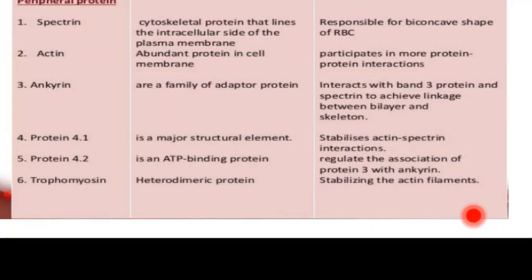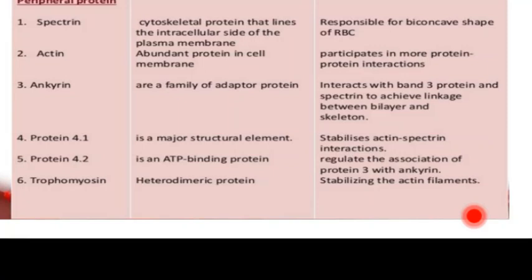So, what is actin? Actin is an abundant protein in the cell membrane, and its function is to participate in more protein interaction. And what is ankyrin? Ankyrin is a family of adaptor proteins, and the function of ankyrin is to interact with band 3 protein and spectrin to achieve linkage between the bilayer and cytoskeleton.